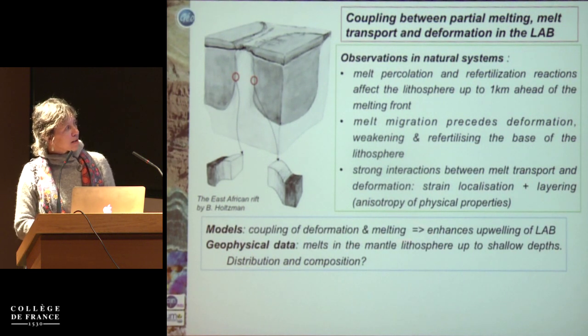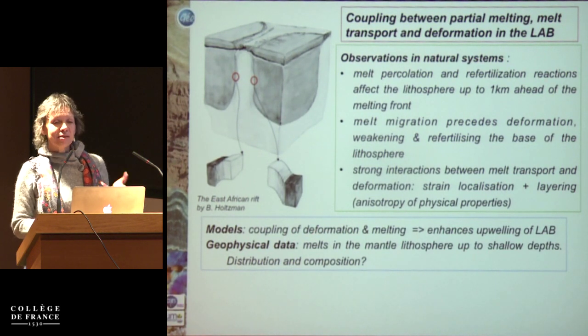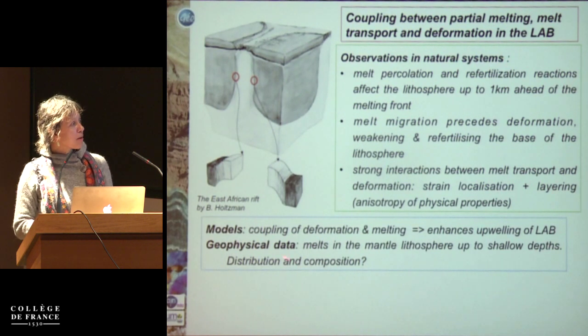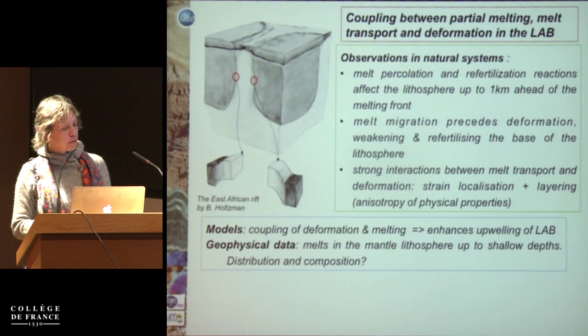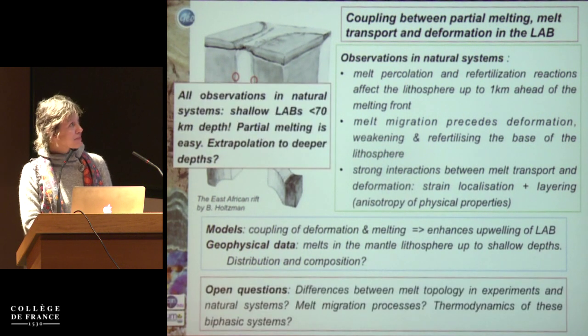The models show that if you couple deformation and melting, you can thin the lithosphere from the bottom up in a very effective way. And some geophysical data point to melt in the mantle lithosphere up to shallow depths, but it's very weak, with very few data up to now. And you have weak constraints when you use the geophysical data on the distribution and composition of these melts.